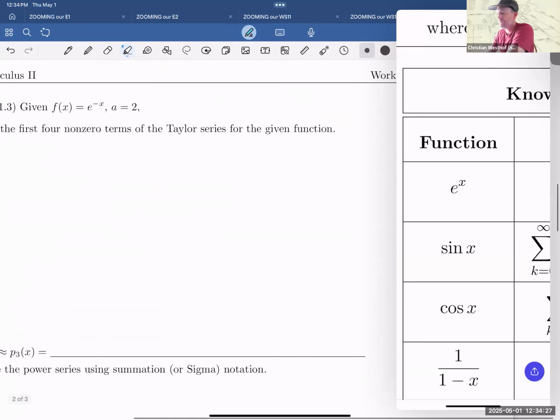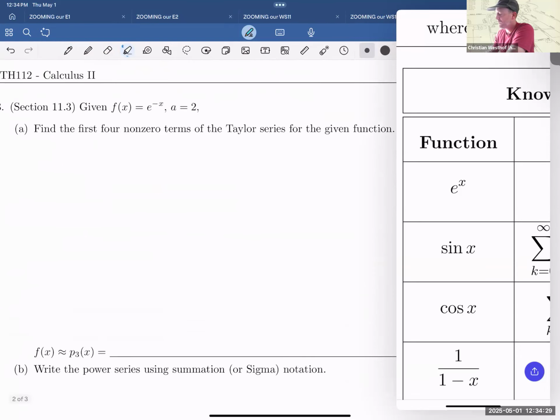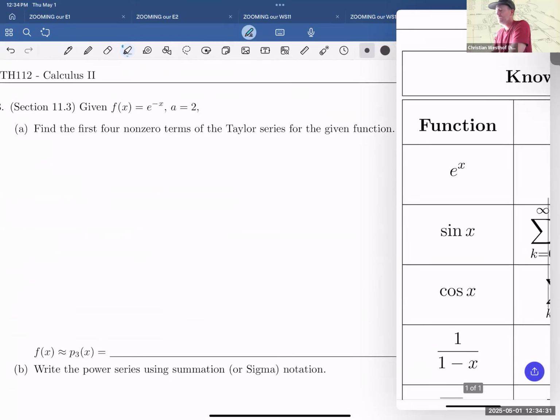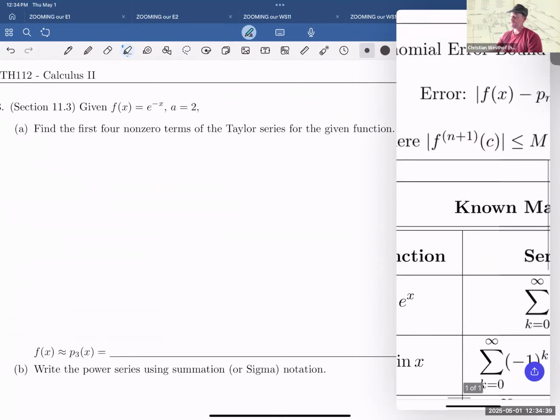Okay, from the first non-zero terms, Taylor series. So with the center not being zero, you either need to adjust the known series to account for the center, or you need to use a Taylor series formula. Okay, so let's do both.